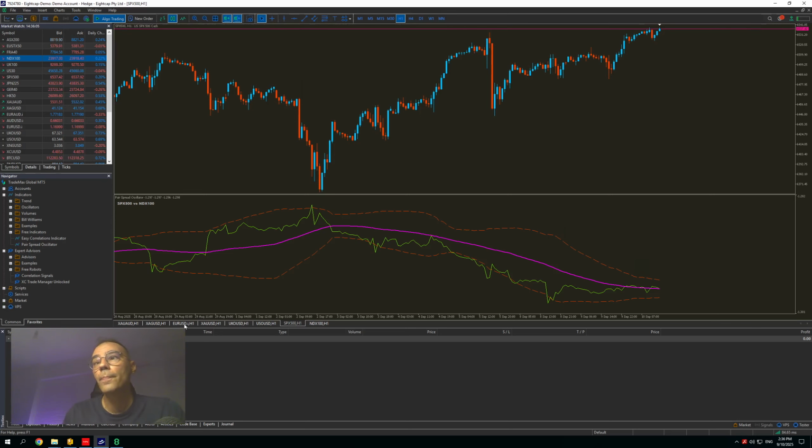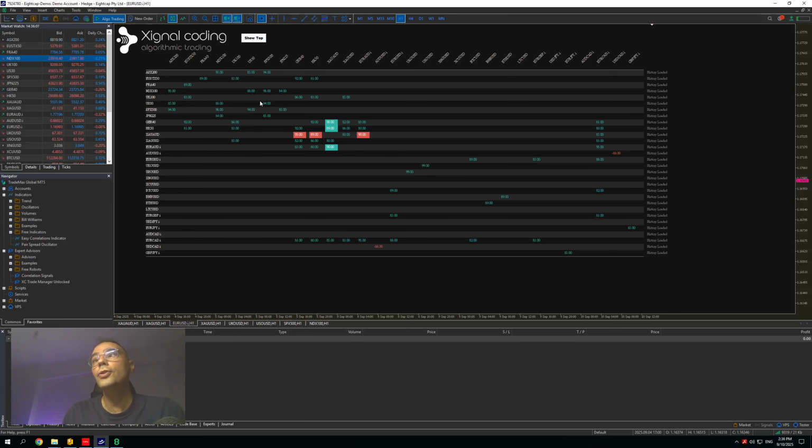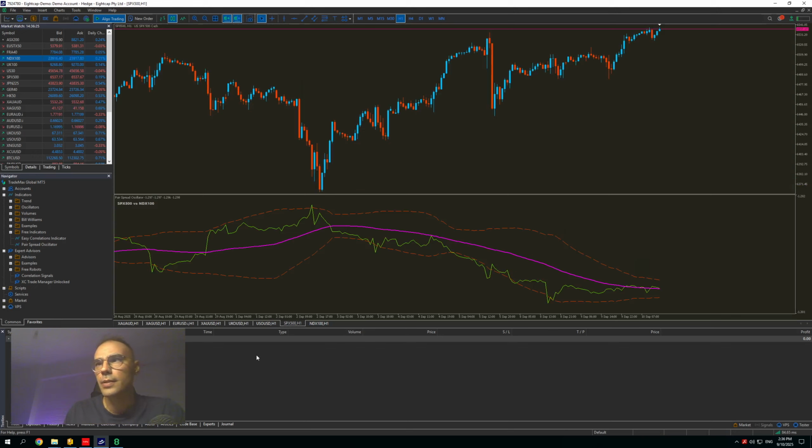I'm going to use the correlation signals dashboard to check the exact correlation at the moment. S&P against Nasdaq is 98% at the moment, the correlation value. So we are talking about two correlated instruments. So as I said, the green line is the spread between these two. The difference between these two instruments is the logarithmic distance, in case you are interested in math.